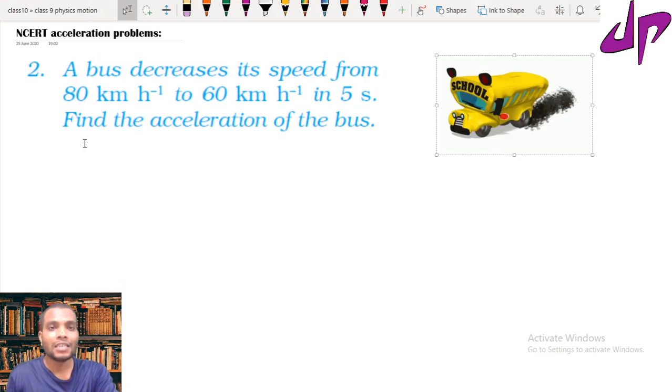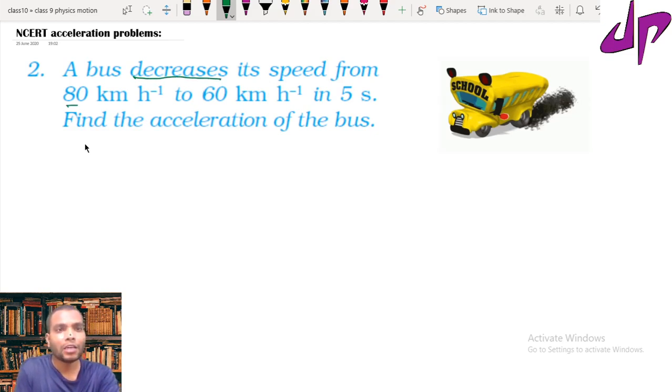This is the NCERT example. See the question. A bus decreases its speed from 80 km per hour to 60 km per hour in 5 seconds. Suppose you want to stop a bus which is moving at 80 km per hour. What you have to do? You have to apply brakes. When you apply brakes, the speed of the bus decreases.